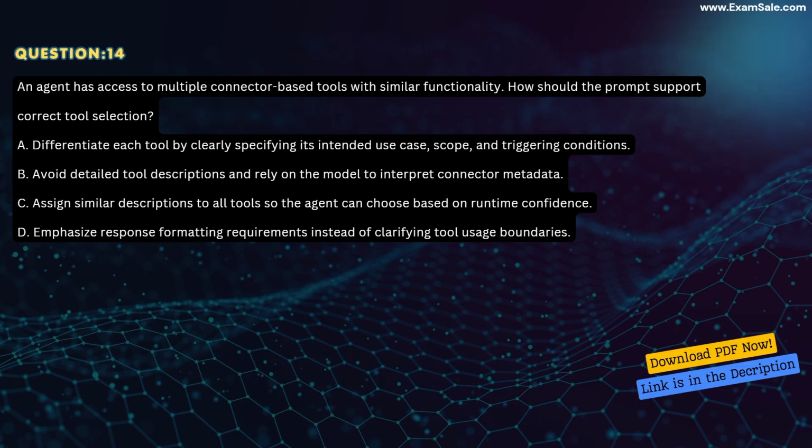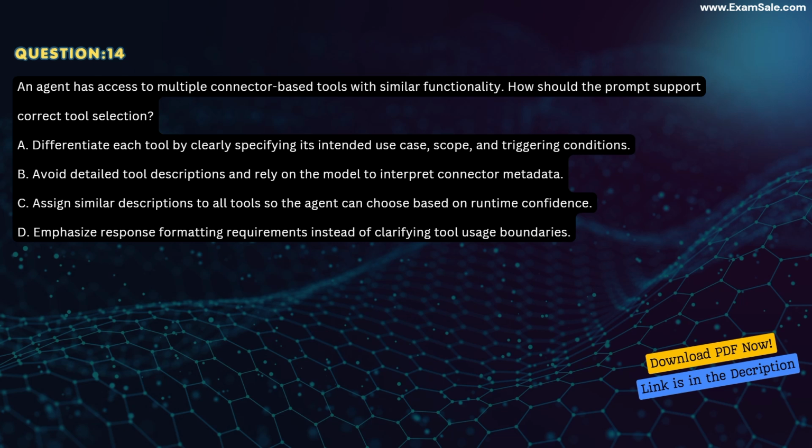Question 14. An agent has access to multiple connector-based tools with similar functionality. How should the prompt support correct tool selection? A. Differentiate each tool by clearly specifying its intended use case, scope, and triggering conditions.